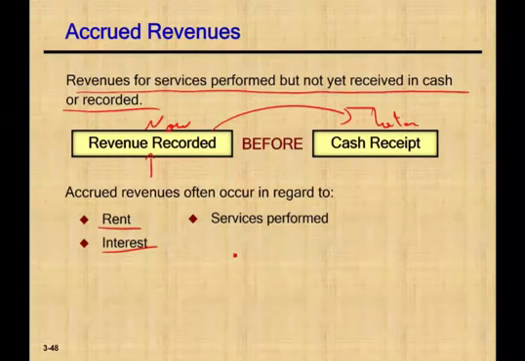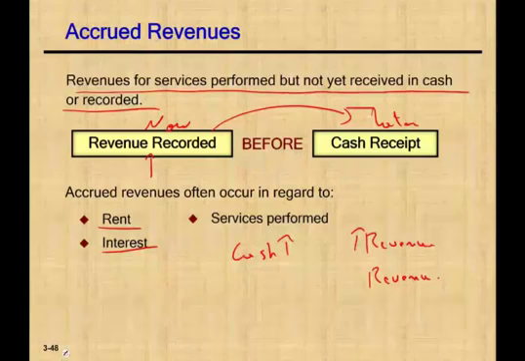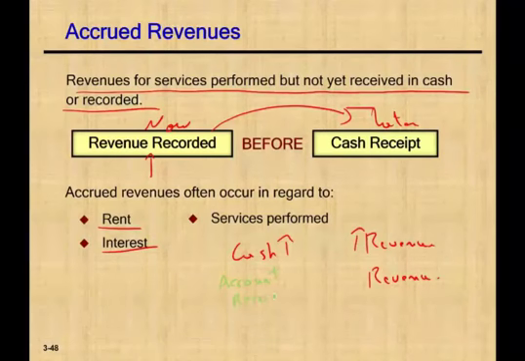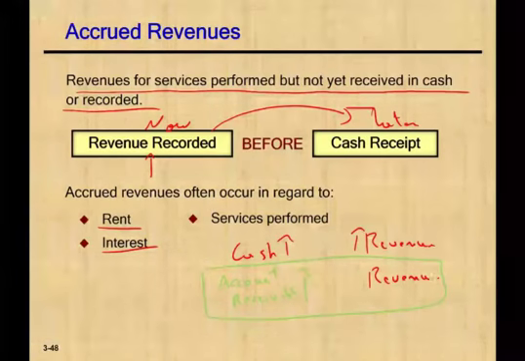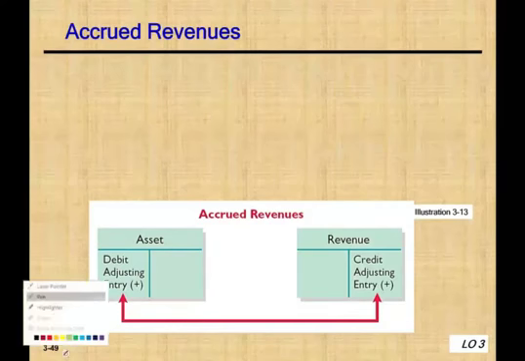Sometimes what happens is we perform a service and we receive cash. So cash goes up, revenue goes up. And sometimes we perform a service, but the customer doesn't pay us. So we still recognize revenue, but what we do is we record it as account receivable. And this is the entry for accrued revenue. So receivable goes up, revenue goes up. So when you did the work and the client did not pay you, bill the client and make this journal entry.